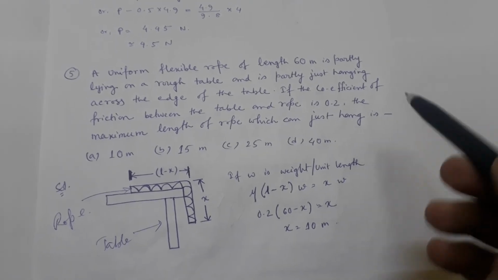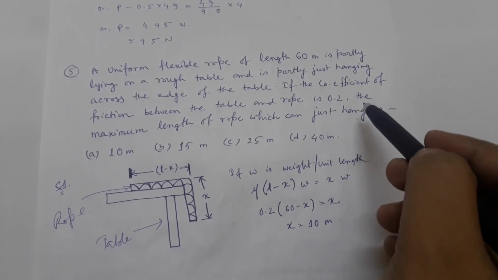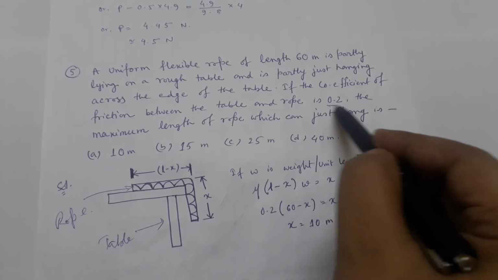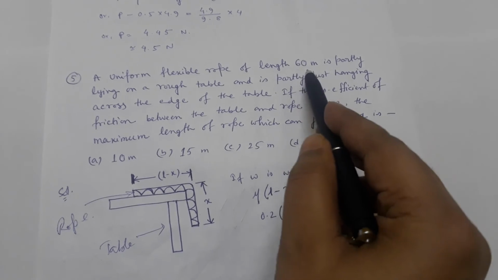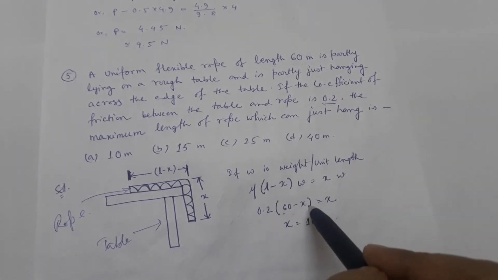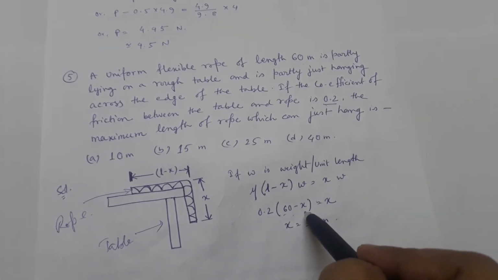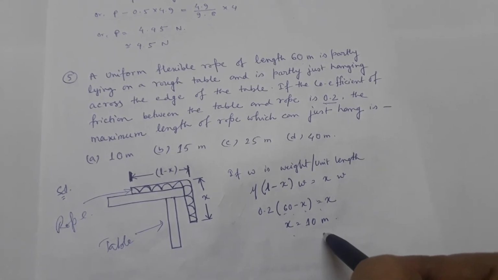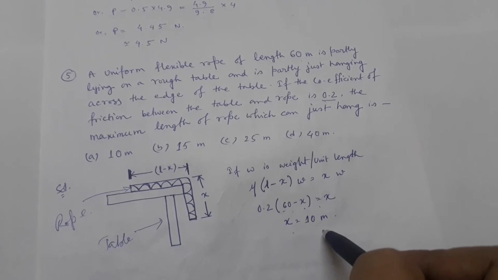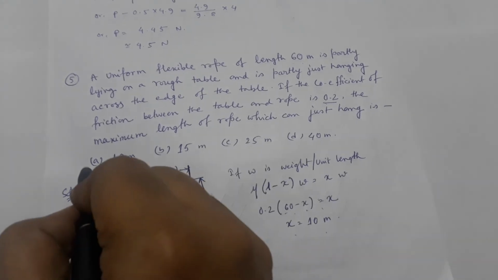Mu is the coefficient of friction, which is 0.2. L is the length, that is 60 meter. We have to find out x. So x equals 10 meters. So the maximum length of the rope that can hang should be 10 meter.